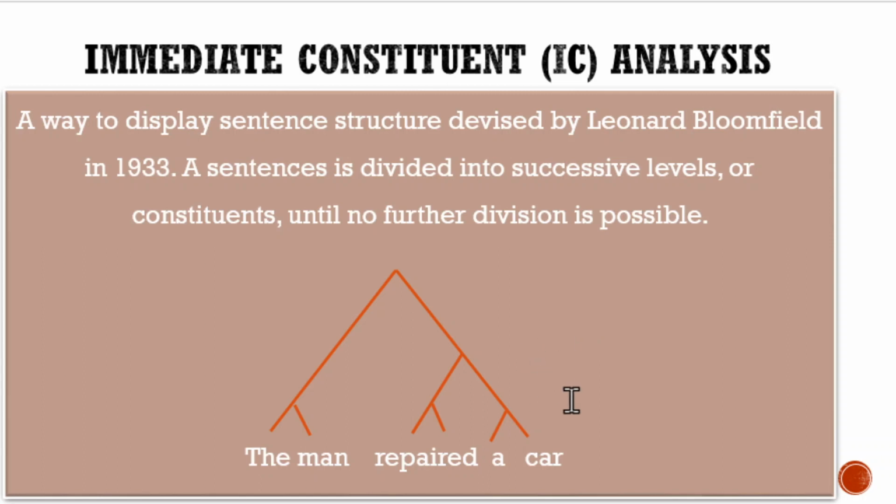We cannot divide it any further. The man, repair, ed, a car. They are the smallest morphological units to which the sentence can be broken. So this is a way in which immediate constituent analysis, introduced by Leonard Bloomfield, is a way in which we can study the structure of a sentence. But in it we just bring out the structure of a sentence.